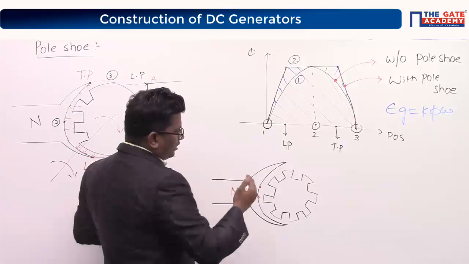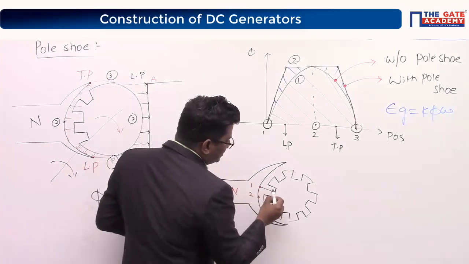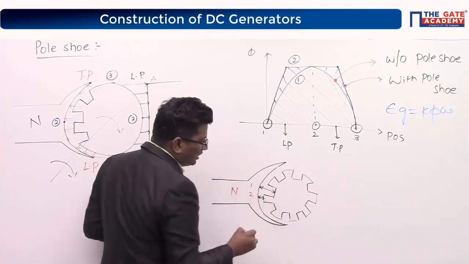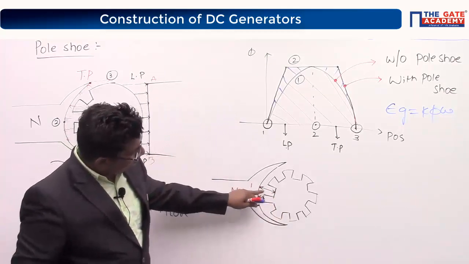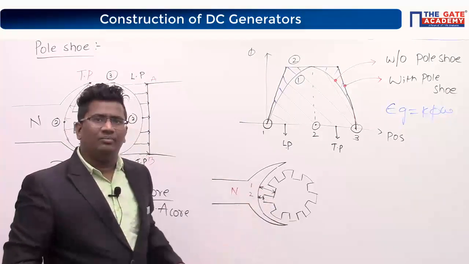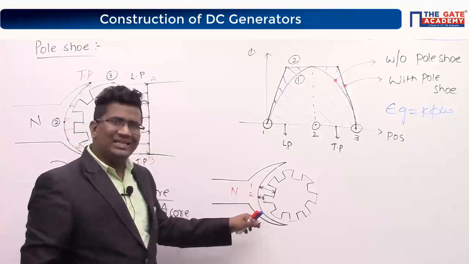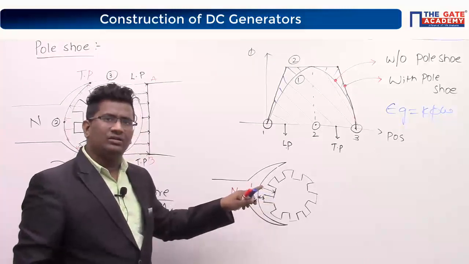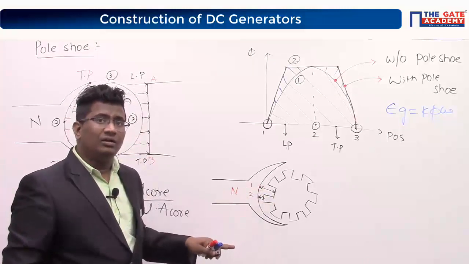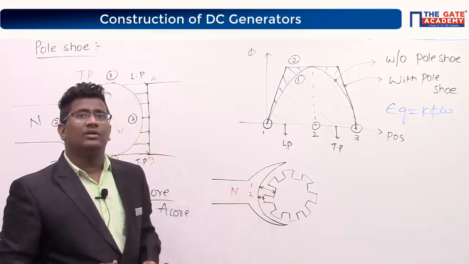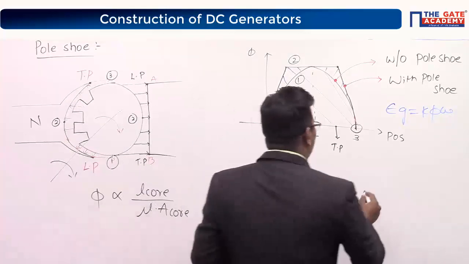Can I say this is my slot region? Can I say this is my teeth region? This big length is called my slot, because there only I have to place the conductor, right? This is teeth and this is slot. Is this clear? Now look at the board.